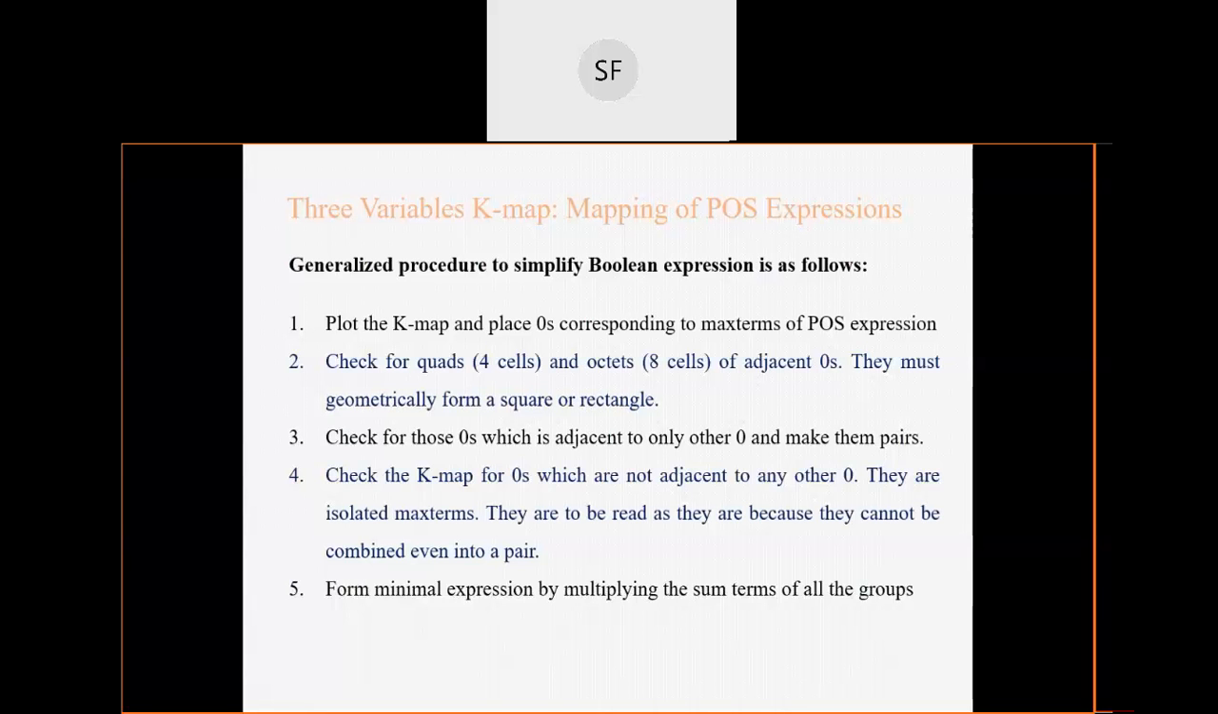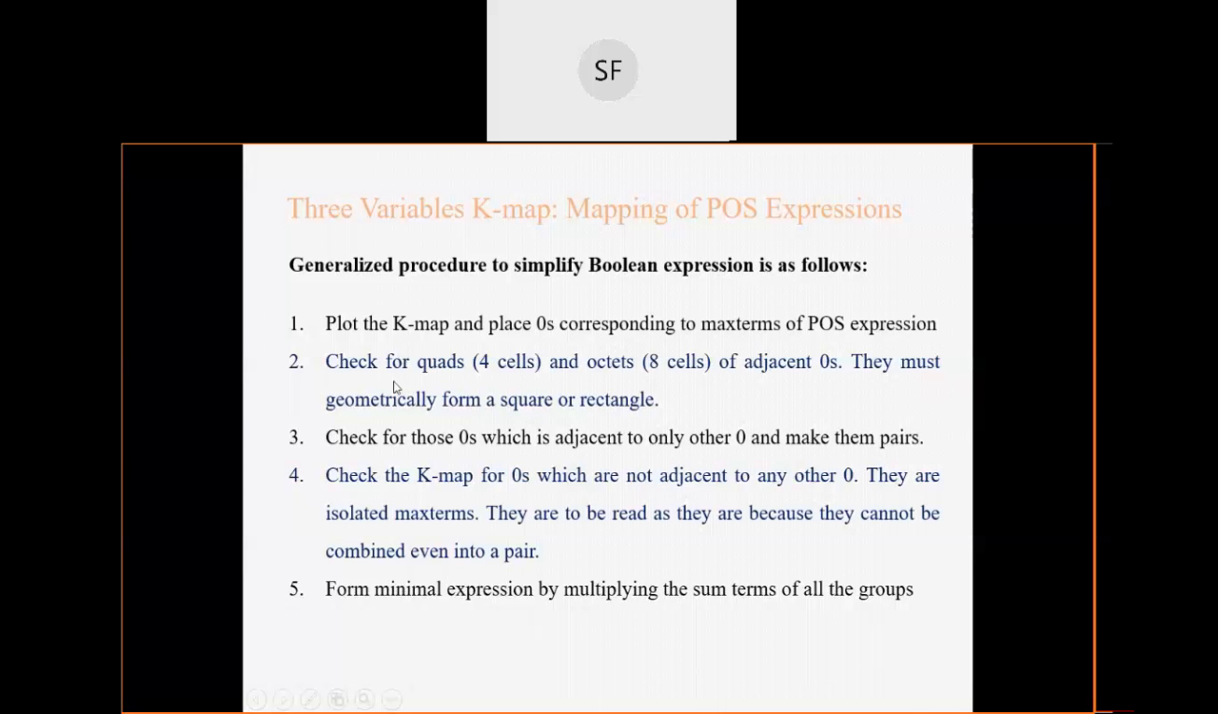So again, the same procedure we have already seen in the SOP form. The procedure will be the same. What is the procedure you have to follow for the reduction problem or minimization problem? First you have to plot the K-map and place zeros corresponding to the max terms of the POS expression. So first you have to map your function on the K-map. You have to put 0 for those max terms which are present in the function output.